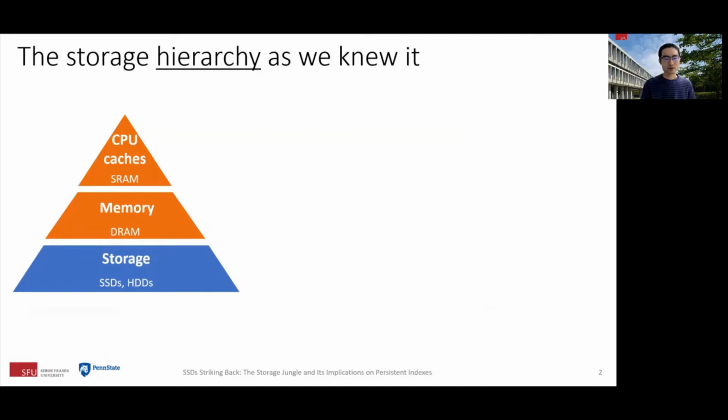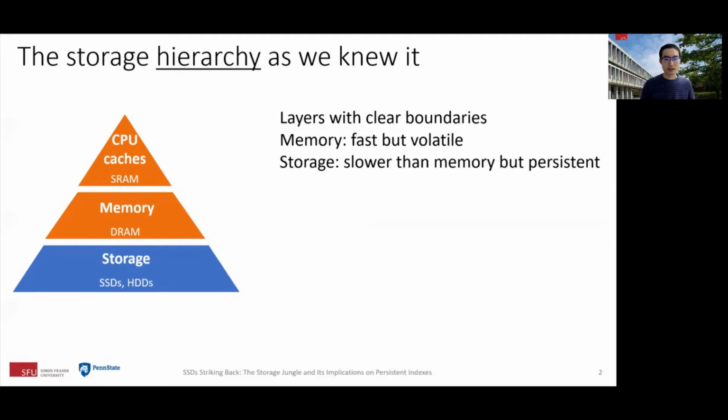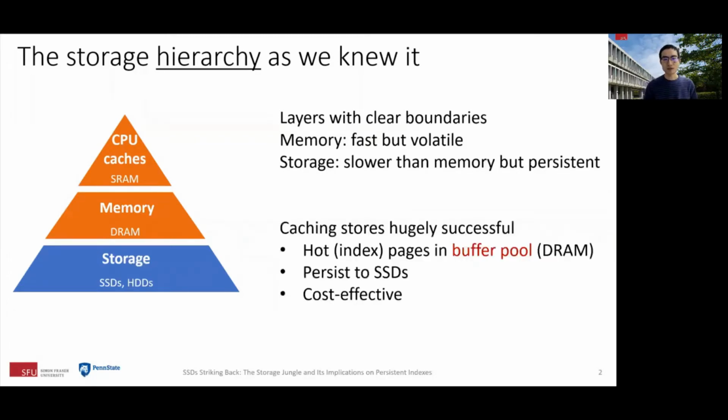We can have different layers, but in between different layers, there is a clear boundary. For example, memory is fast but volatile. Storage devices such as SSDs and HDDs are slower than memory, but they're persistent. Based on this hierarchy, most database systems are actually caching stores. They cache hot or frequently used data in DRAM using a buffer pool and persist modifications to SSDs as needed. This is very cost effective and has been hugely successful in the past few decades.